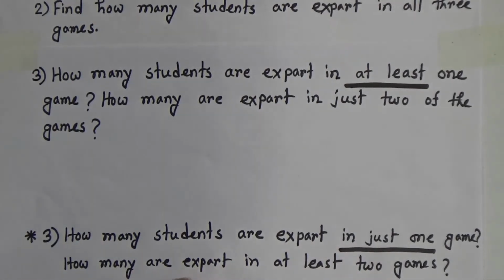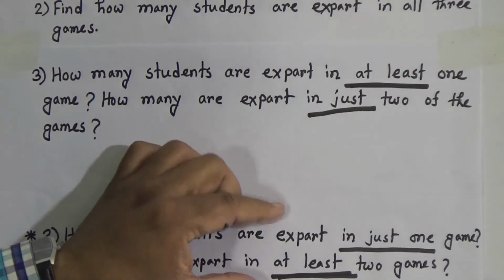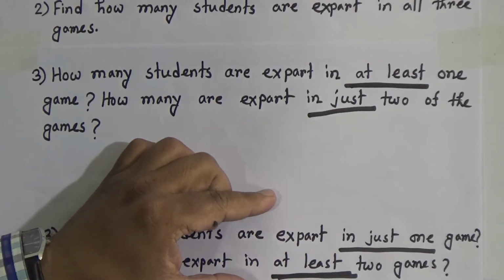And how many are expert in at least 2 games? Here it is at least 2 games, it is not just. Before, we calculated just 2 games. Now we have at least 2 games. That means we need to solve this one also. But students, do not be worried, I am solving this one.